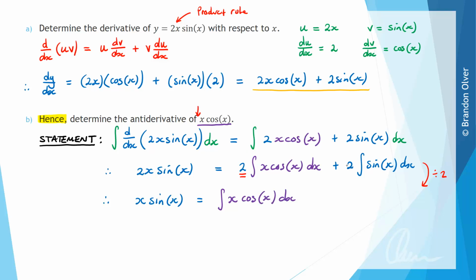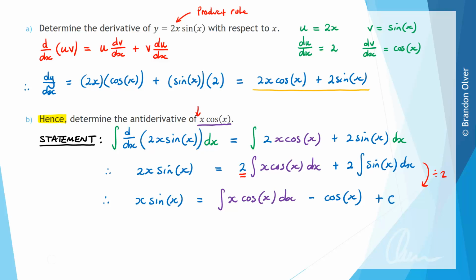And then this 2 that's multiplying the integral of sine of x will be gone because we've divided by 2, and we know the integral of sine of x is negative cos of x. And now because we've performed our integration, we need to add plus c, which is the constant of integration, which takes into account any vertical translations that are lost during differentiation. So that plus c needs to be in there now.